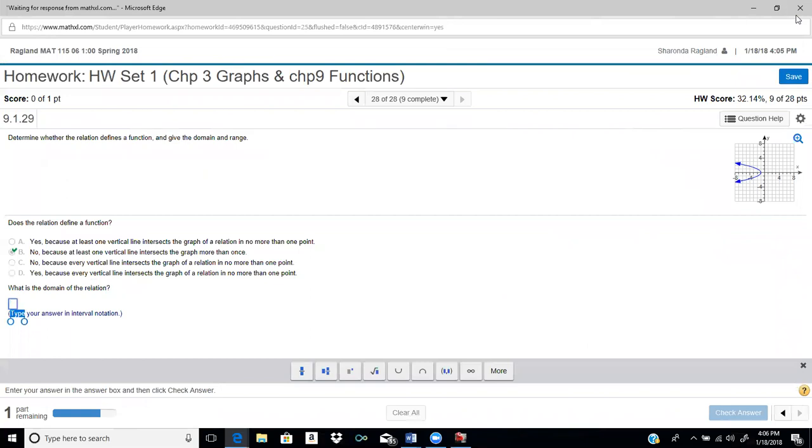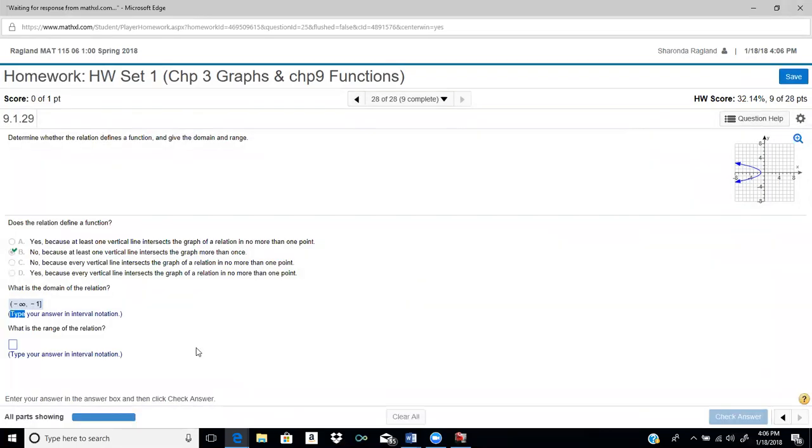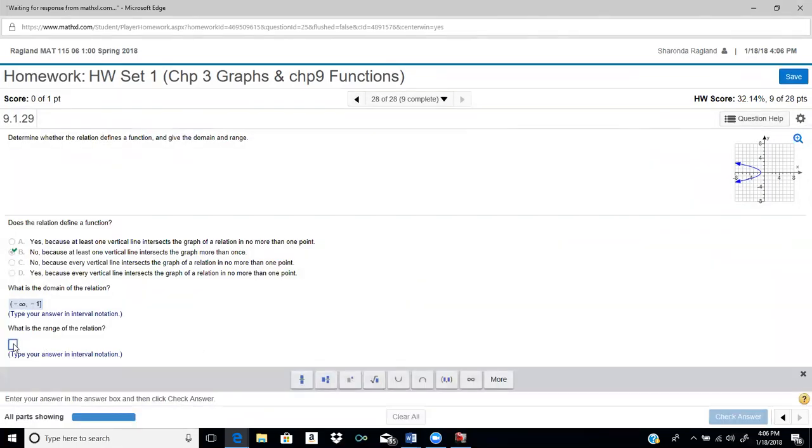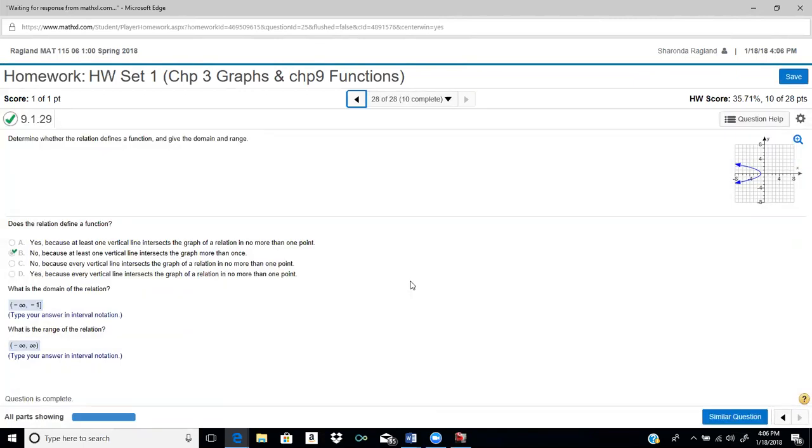So for the domain, we got what? Negative infinity, comma, and then we had -1, and then close. Check. Very good. And the range is all real numbers, so negative infinity, comma, infinity. All right, and then check. Very good.